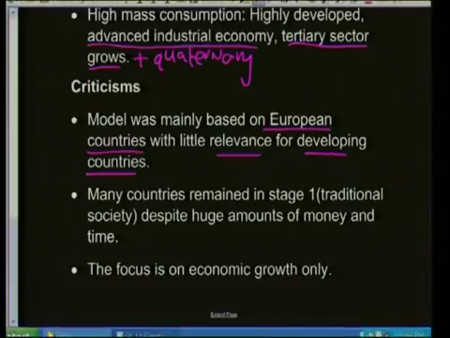Many countries remained in stage 1, okay, which is our traditional society, despite money and time. Without actually teaching the people to become more effective themselves, no matter how much money or time you put into an effort, it's not going to be helpful. The focus was on economic growth only, and that's probably the biggest criticism of the Rostow model, is that it purely focused development in terms of the economy. So if your economy was doing well, you were developed.